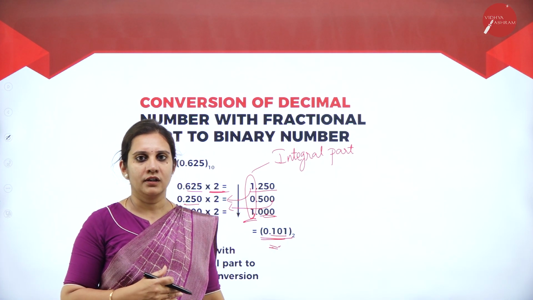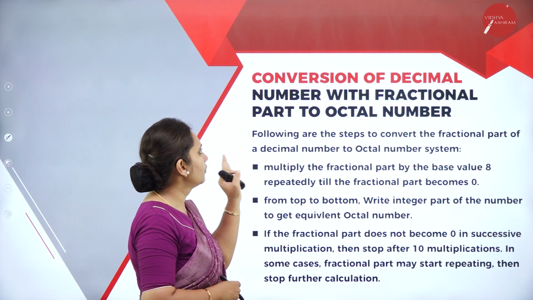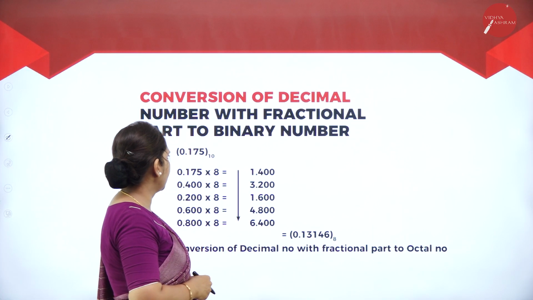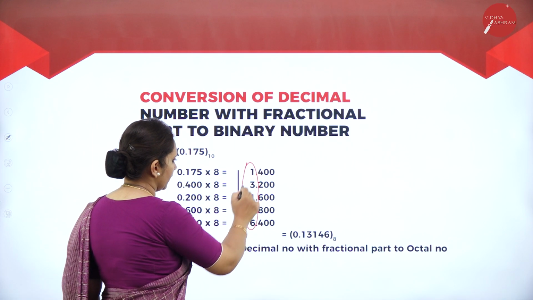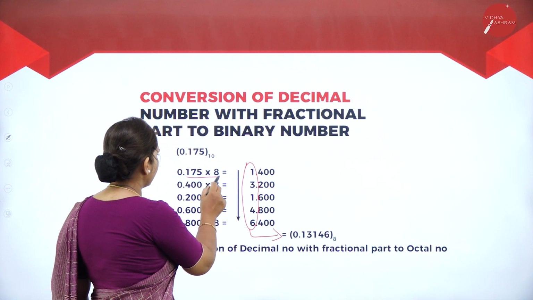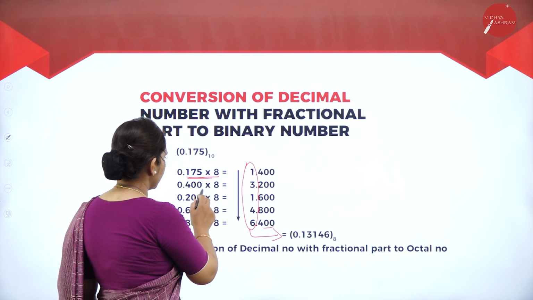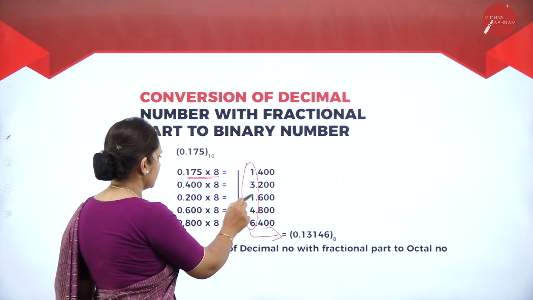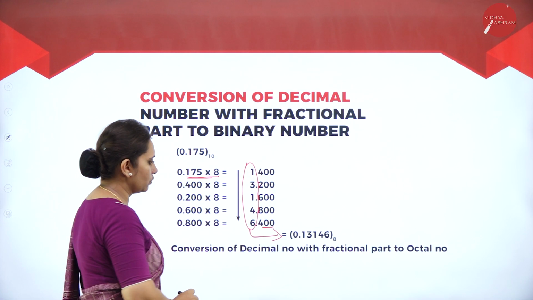Hope it is clear. Next, let us understand the conversion of a decimal number with the fractional part to an octal number. With one example, let us see. Again, this is the integral part, from top to bottom we need to write. Multiplication goes on until we get 0. So again 400 into 8, again 200 into 8, again 800 into 8. These are the values we will get.